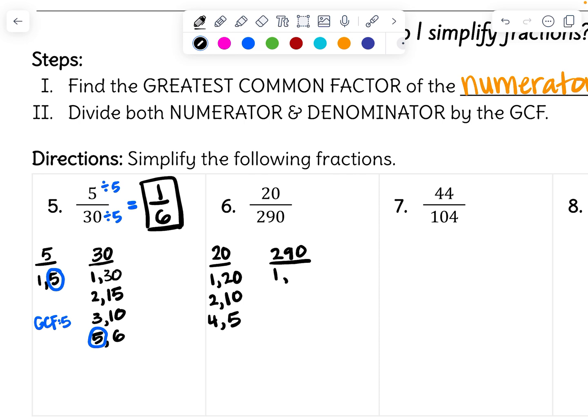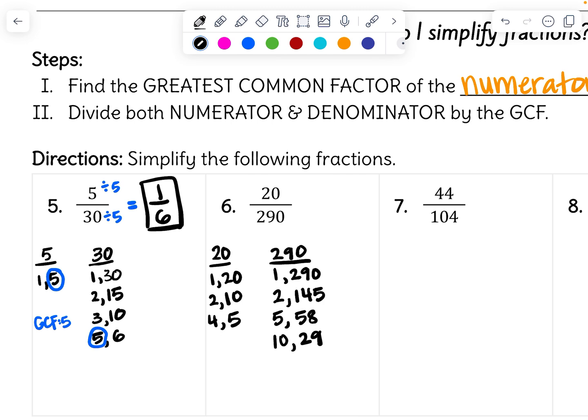So 1 times 290. 290 divided by 2 is 145. 290 divided by 3 is a decimal. 290 divided by 4 is a decimal. 290 divided by 5 is 58. 290 divided by 6 is a decimal. 290 divided by 7 is a decimal. 8 and 9 also give you decimals. And then 290 divided by 10 is 29.